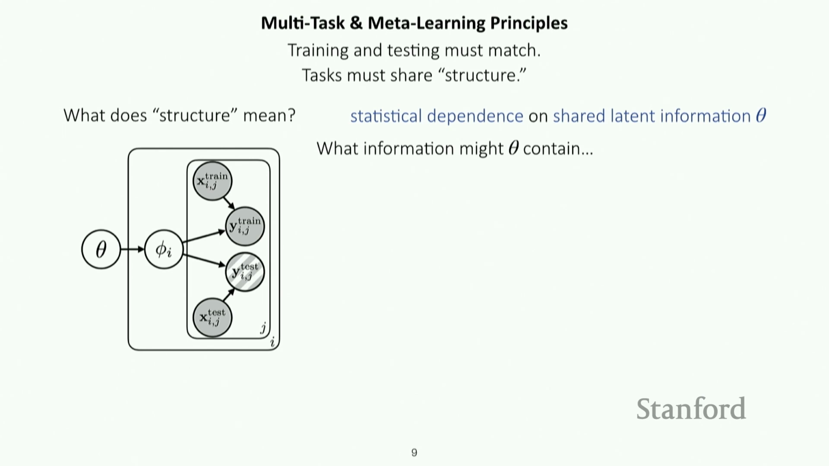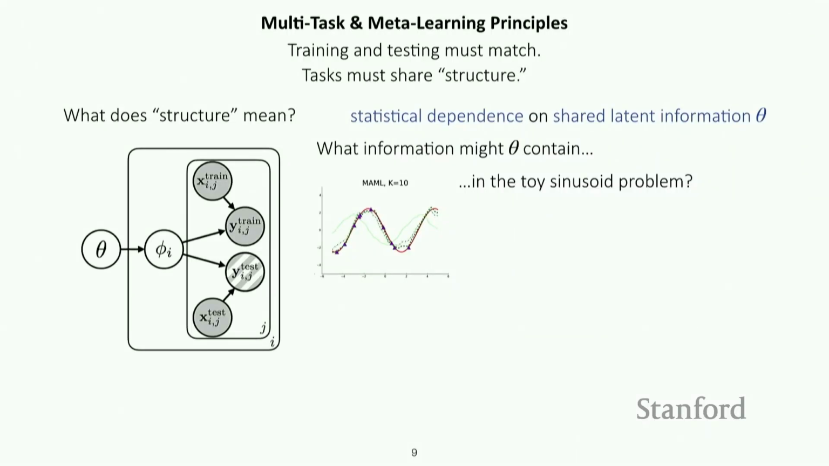Okay, so what information might theta contain? We talked about this a bit earlier in the course. But one thing to reiterate here is if we look at a couple of examples that we saw earlier in the course, for example, this toy sinusoid problem that we saw in some of the student presentations last week, what information would theta contain in this task family? Any thoughts?